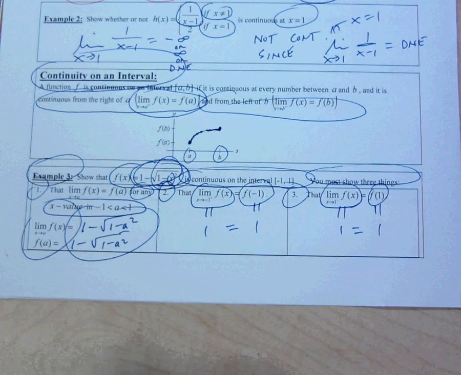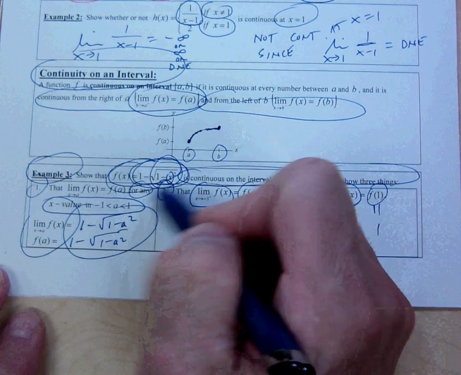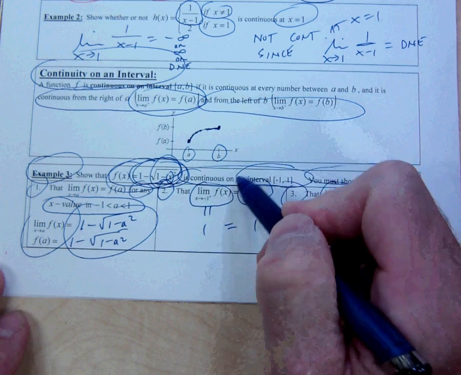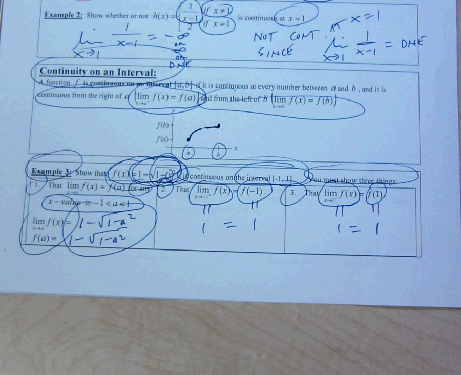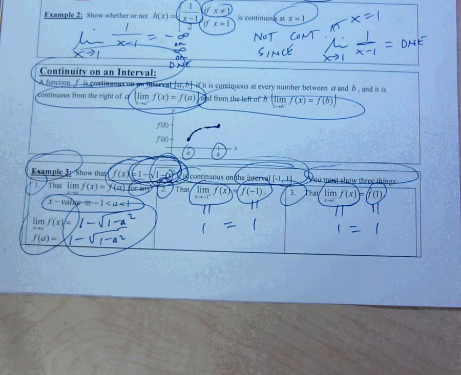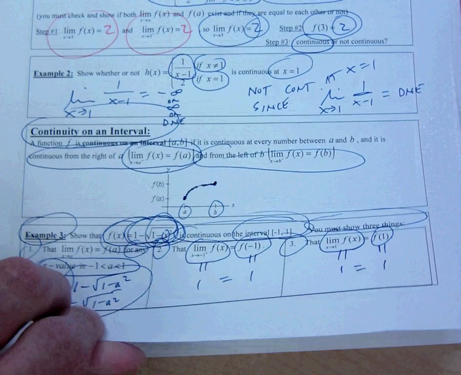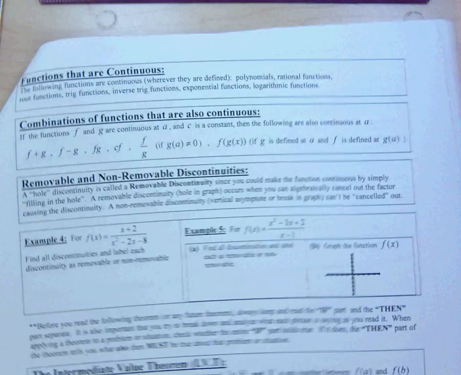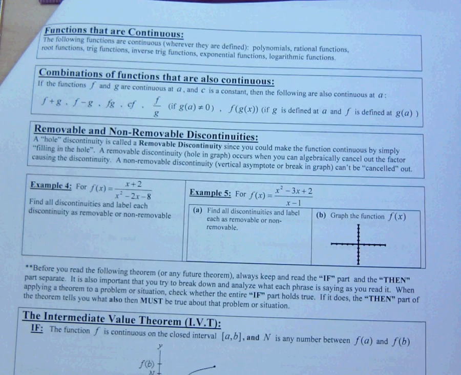Since 1, 2, and 3 are all true, then this function is continuous on the interval -1 to 1. Okay, guys? Don't worry. I'm not going to do too much with that. I just wanted you to understand what I mean by continuous on an interval. All right, that's not what most of the examples are going to look like. So don't panic if that was kind of grueling to get through. All right, so here we go.